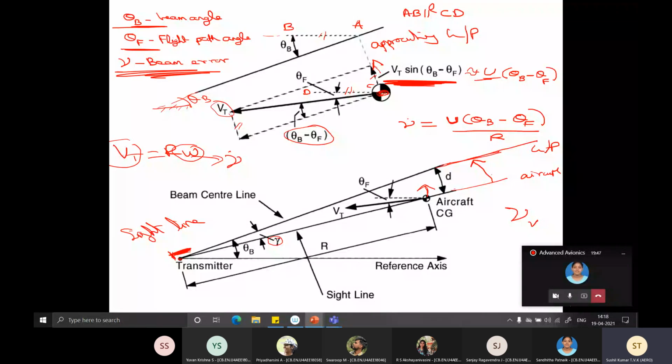Sanjita, is it okay? Are you able to get it? Yes, sir. Okay. Now I'm going to use this basic relationship for both localizer as well as glide path.